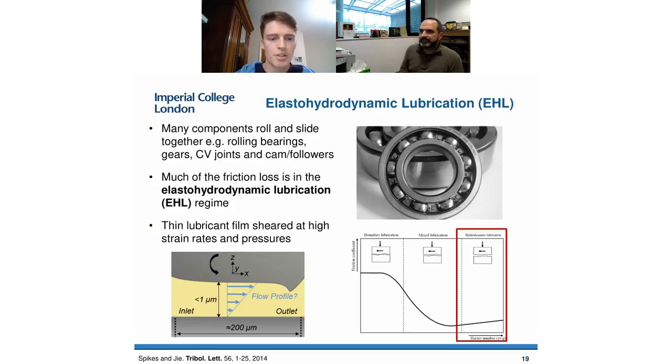Just to go to the extreme other end of the scale, so in full film elastohydrodynamic lubrication, essentially this is important in components which slide and roll together, so things like rolling bearings, CV joints, and cam follower systems. Essentially here you get solid deformation of the solid surfaces because the pressures are so high, and you get relatively thin lubricant films which separate the surfaces.